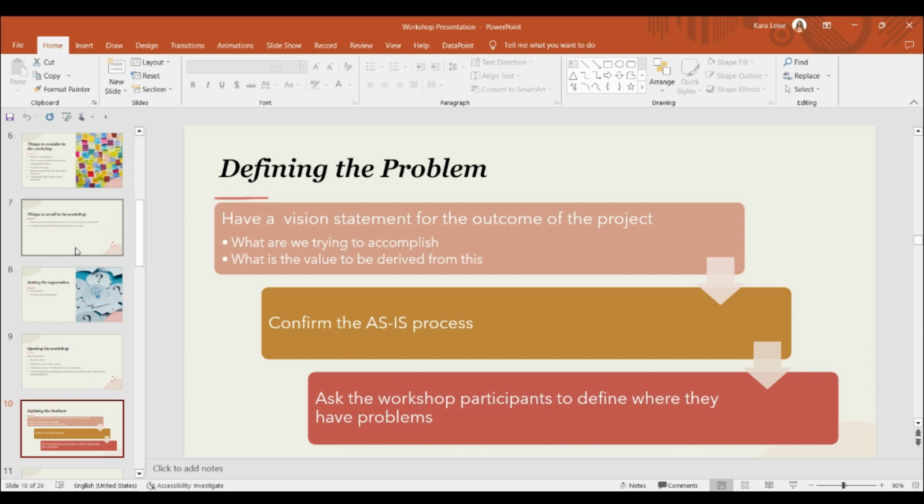Confirm how it is right now. So in the workshop, you can ask, okay, this is the process that we know it to be. We go here, then we go here, then we do that. Is this true? And they can confirm because the people who know it are in the room, right? Ask the workshop participants to define where they have problems.